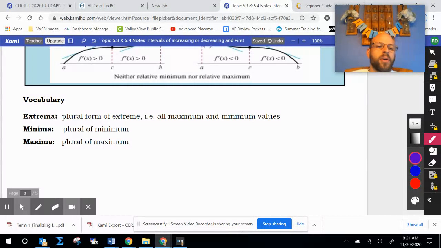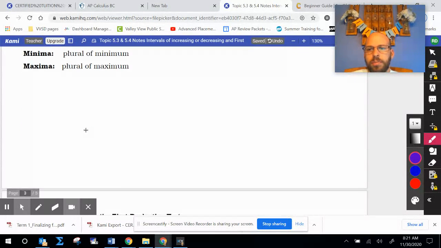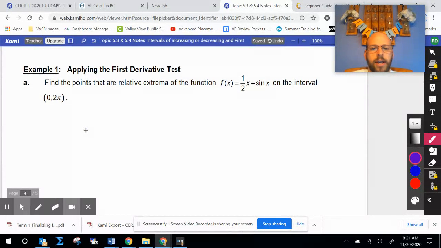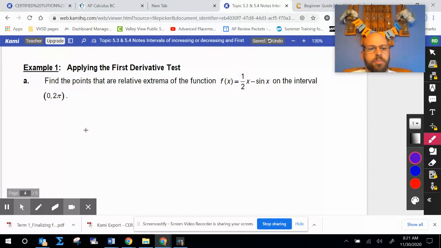So just some little vocabulary. Extrema refers to all of the maximums and minimums. Minima is just the plural, and maxima is the plural of those terms. Okay, so let's try to put this into practice. I want all of the relative extrema, all of the maxes and mins, for this function between 0 and 2 pi.